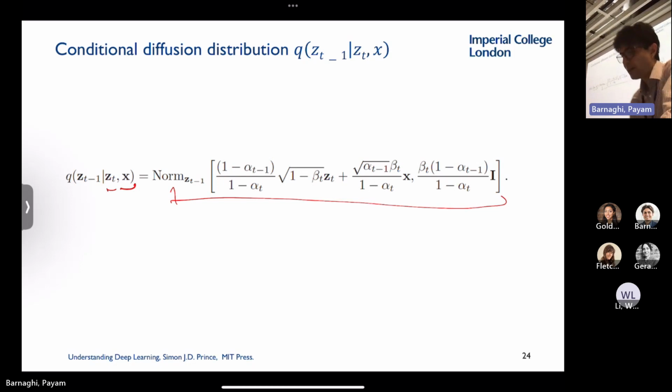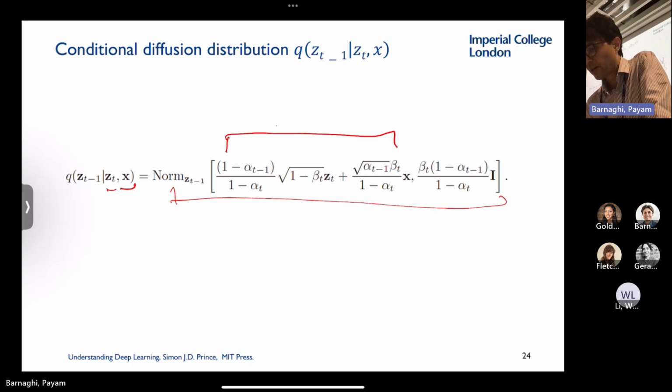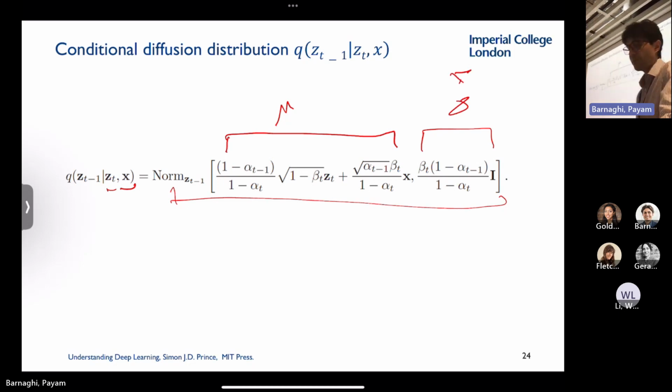So far, this is a normal distribution. This is our mu, and this is our sigma, or depending on whether you're looking at a multivariate distribution. Basically, this is what we are trying to learn. For each step, we are trying to learn a multivariate Gaussian, which is conditioned on these alphas and betas, and they will help us to learn the mu and sigma of that multivariate Gaussian.